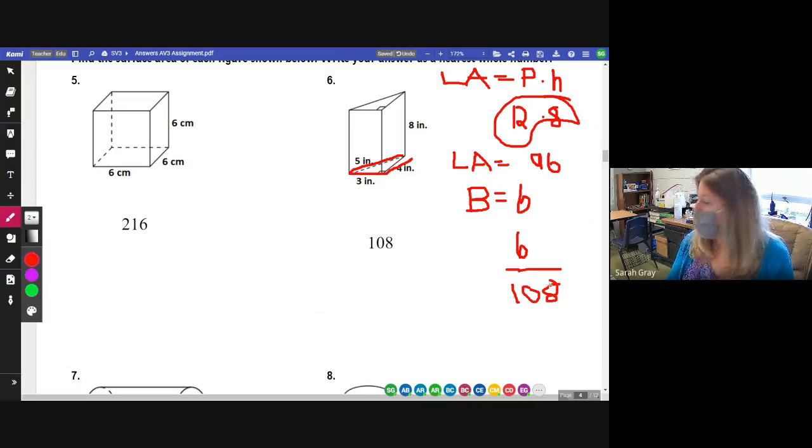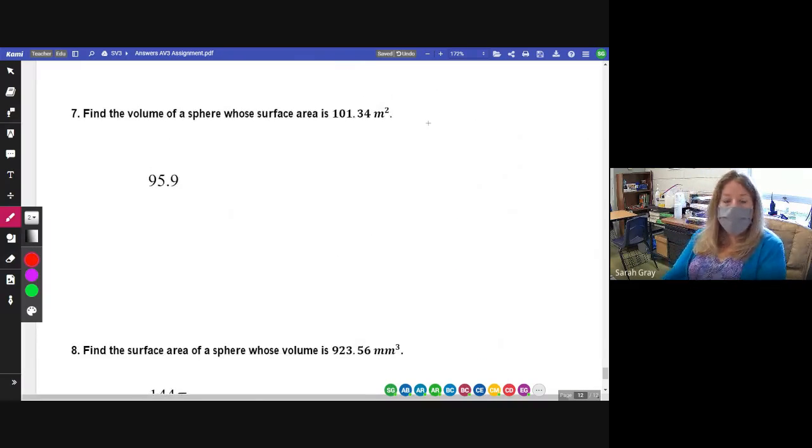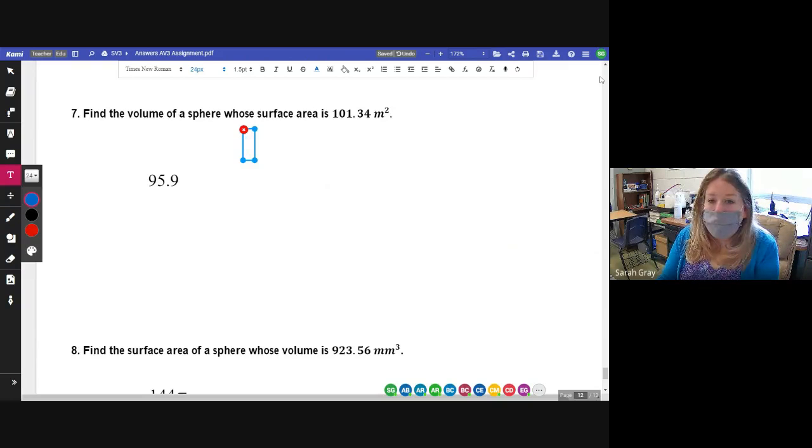Amber. Can we get the last two on the last page? Last two on the last page. Absolutely. Oh, these are fun.